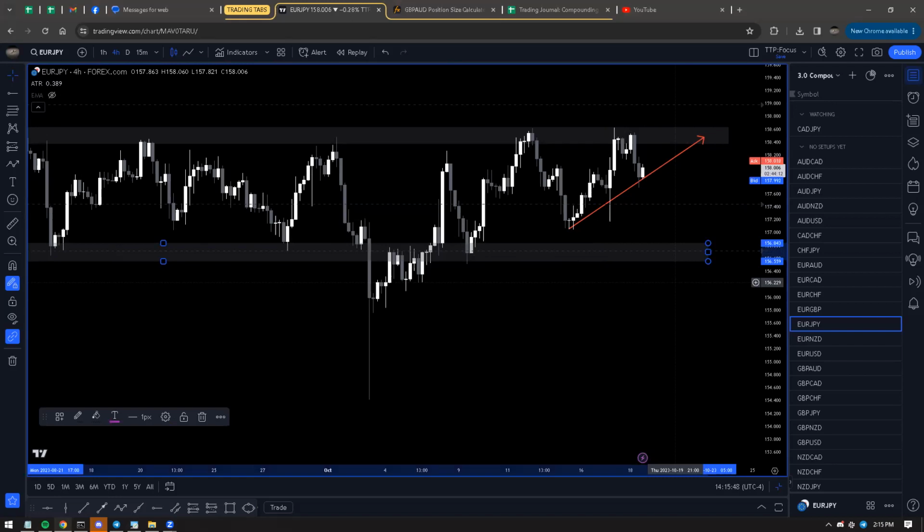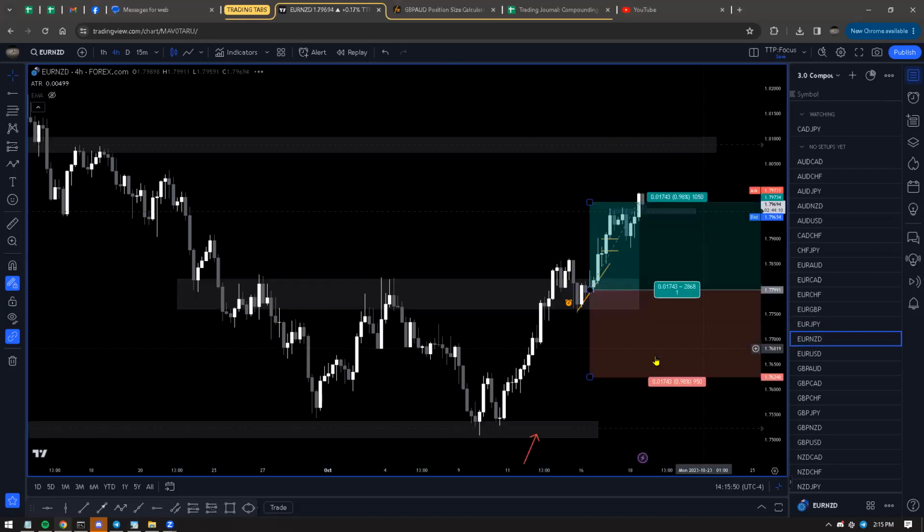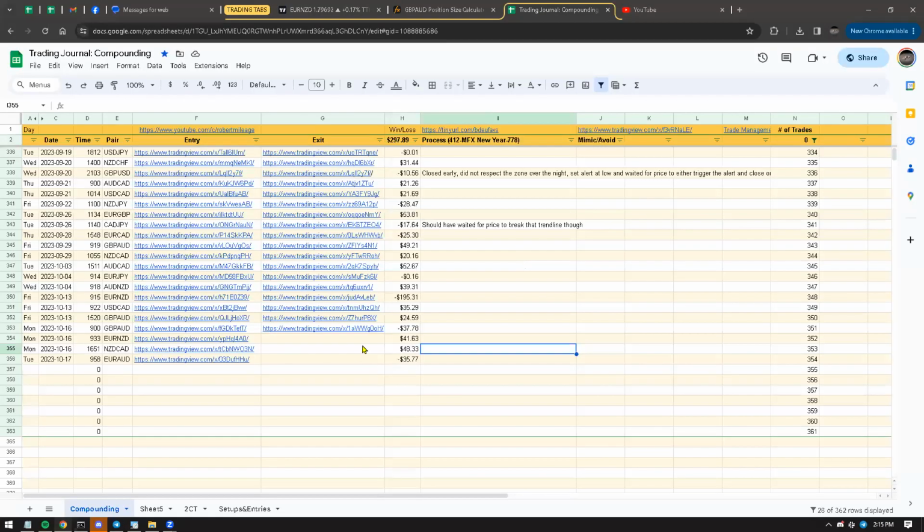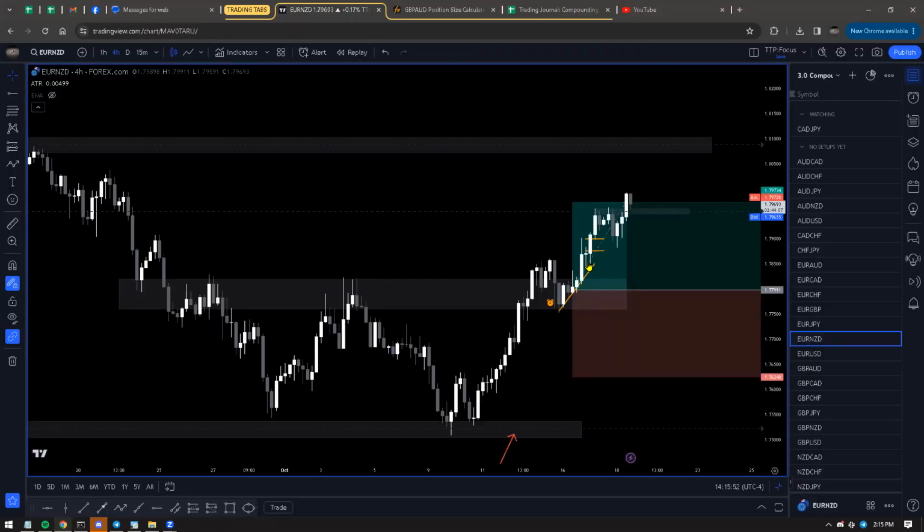And then Euro NZD. I was already in this trade, the Euro NZD trade for 41. This is one that I let go. I'll have to track all these. One I closed at 90%, the other one I let go, and then I trailed my stop loss, and I know it came back and hit me out. So I didn't actually make it to the full take profit.